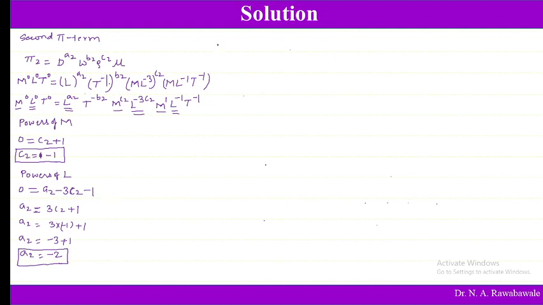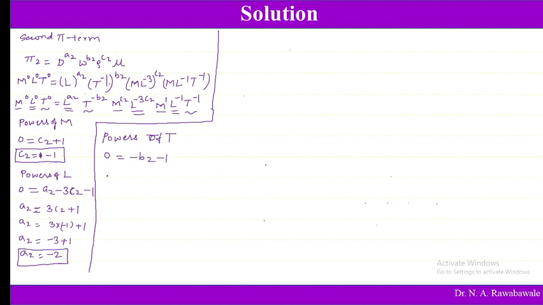Then taking powers of t, the power of t on the left hand side is 0, equal to t to the power of minus b2, then t to the power of minus 1. So b2 is equal to minus 1.